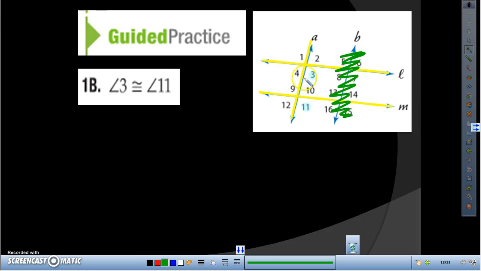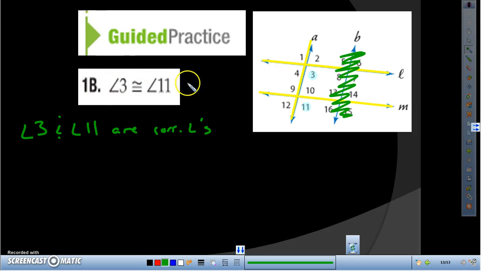So they're on the same side of the transversal. This is going to narrow it down to either corresponding angles or consecutive interior. Well, angle 3 is interior, angle 11 is not. So they're obviously not consecutive interior. That means they have to be corresponding. So my first order of business is to find out the relationship between the two angles. And in this case, angle 3 and angle 11 are corresponding angles.